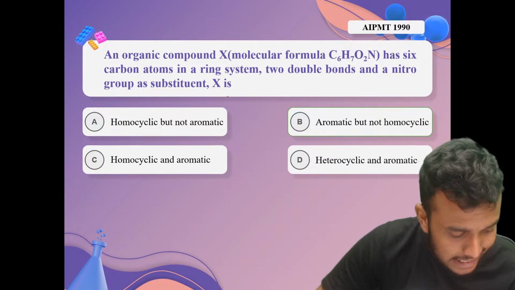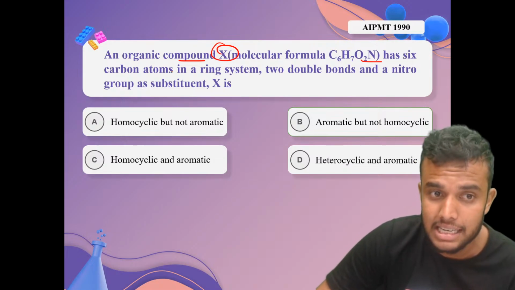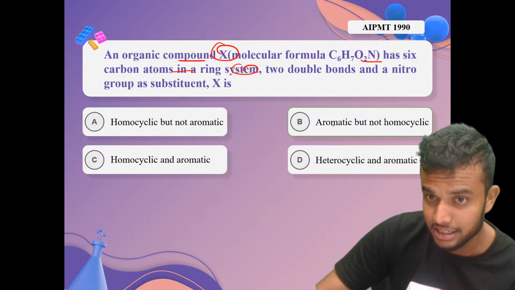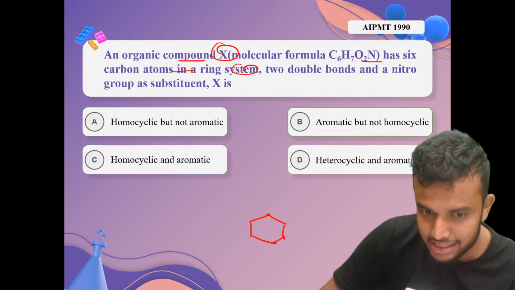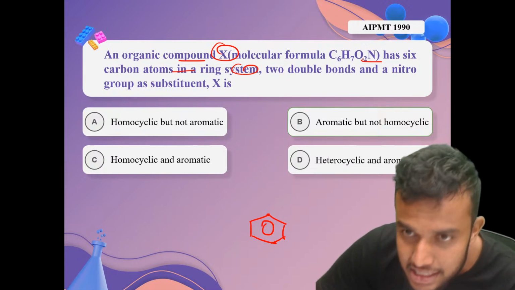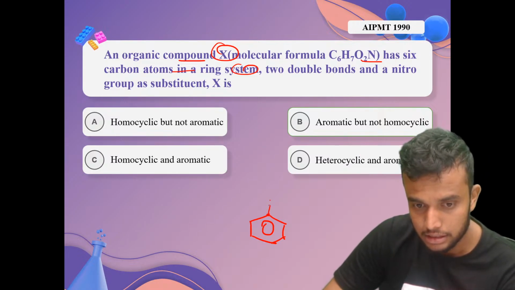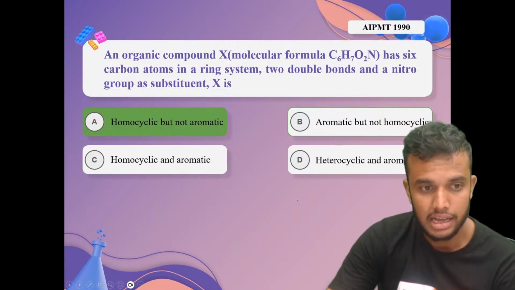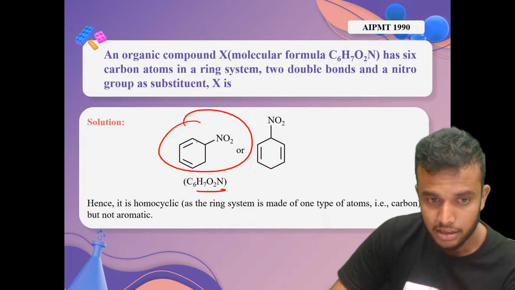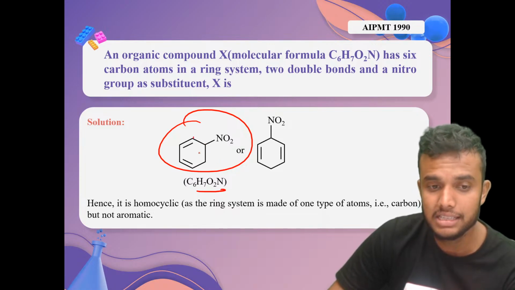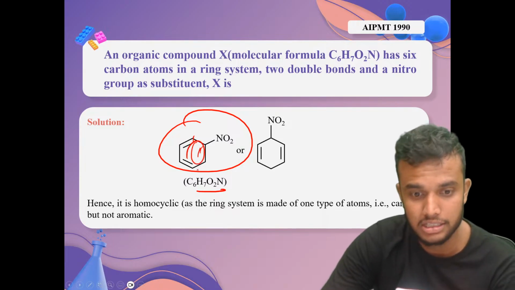Now it's time for NEET and JEE questions, my dear students. First one: an organic compound X, molecular formula C6H7NO2, has 6 carbon atoms with a ring system. Come on, let's write the structure. C6H5 is nothing but one benzene ring. Then the H7NO2 part. Yes, homocyclic but not aromatic. This is the structure. C6H7NO2. Correct, right?